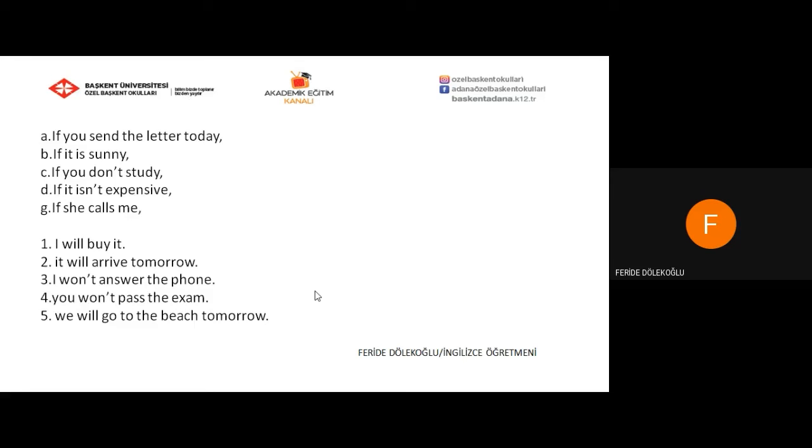Okay, now we have a matching exercise. We will match the if clause with the main clause. Please have a look. Let's start. If you send a letter today, it will arrive tomorrow. As you see, all of the sentences are type 1 sentences.